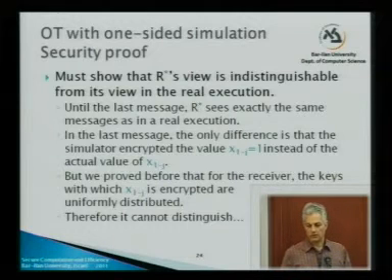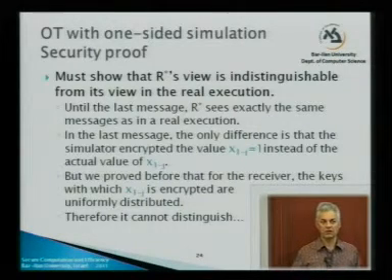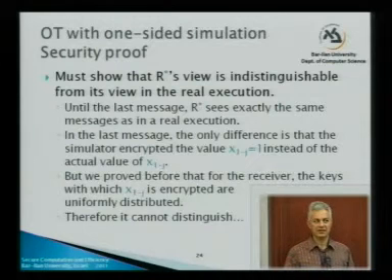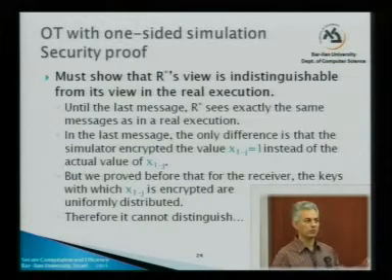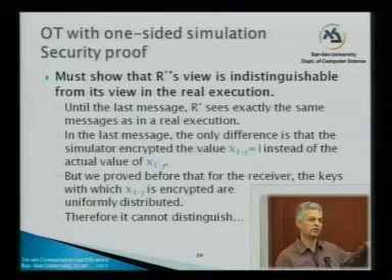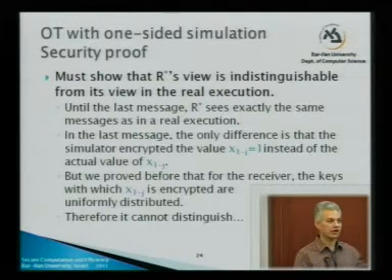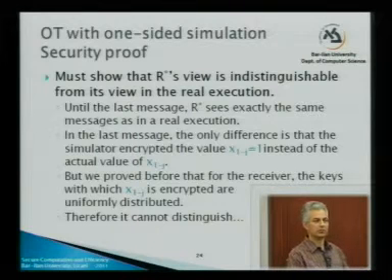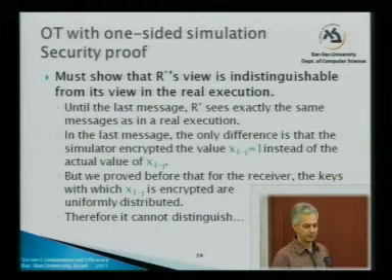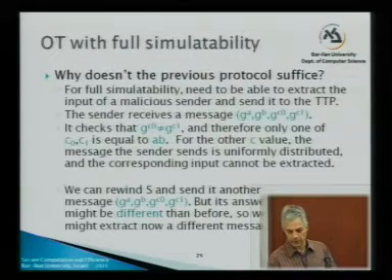Okay, so here we're done. The view of the receiver is exactly like in the original protocol, except that we replace one encryption of an item with an encryption of a different item. But we showed before this is an encryption in which the receiver doesn't gain any information about the encrypted value.